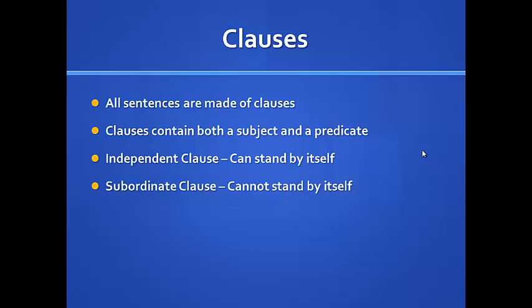All sentences are made of clauses, and a clause is a piece of a sentence that contains both a subject and a predicate. You should remember from previous lessons that a subject is who or what the sentence is about, and the predicate is what the subject does, feels, or is. There are two main types of these clauses. There is an independent clause, meaning that it can stand by itself as a complete thought, as a complete sentence. There is also what is called a subordinate clause. They cannot stand by themselves. They are not complete sentences.